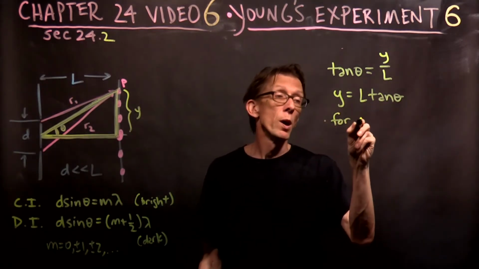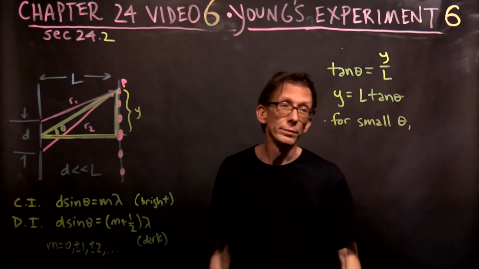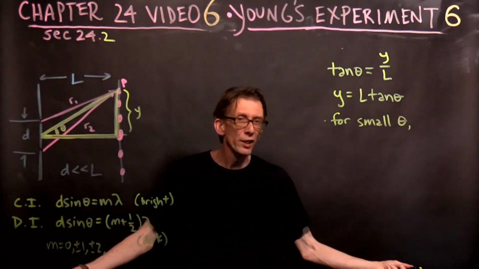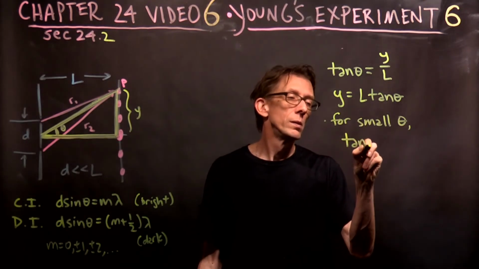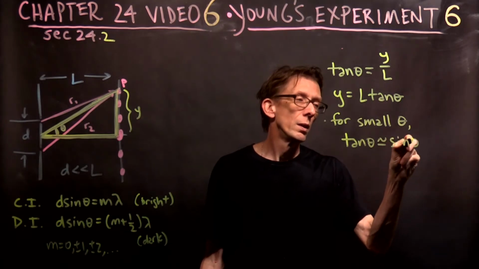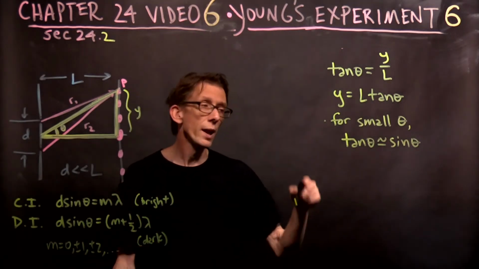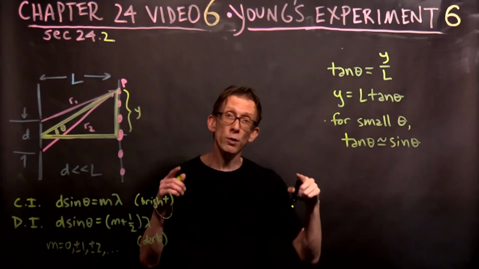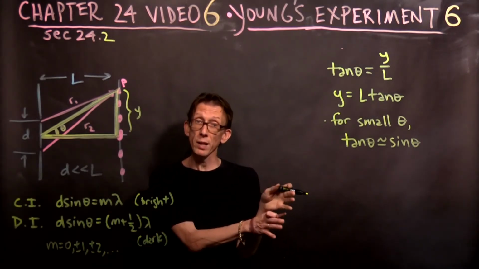Here it is. For small values of theta, meaning 5, 10 degrees or smaller, tangent of theta is approximately equal to sine of theta. Did you know that? You can go to your calculator, put in tangent 5 and sine 5, and you'll see they come out super close. There's some differences a few decimal places in.